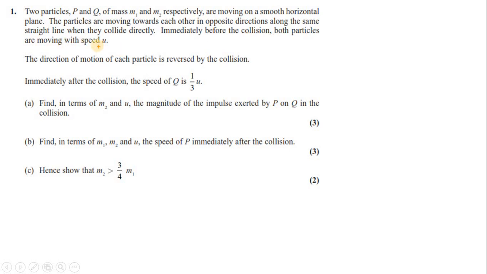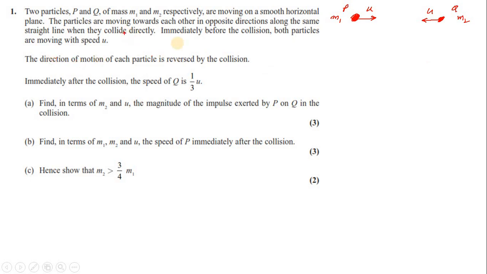So the scenario is we have two particles of masses m1 and m2 moving towards each other in opposite directions. So we have particle P, maybe this one with mass m1, and particle Q, let's see this one, with mass m2 of course, and they are moving in opposite directions towards each other with the same speed. Remember, they have the same speed, so these are initial velocities. So the initial velocity of both particles is the same, which is u and u.